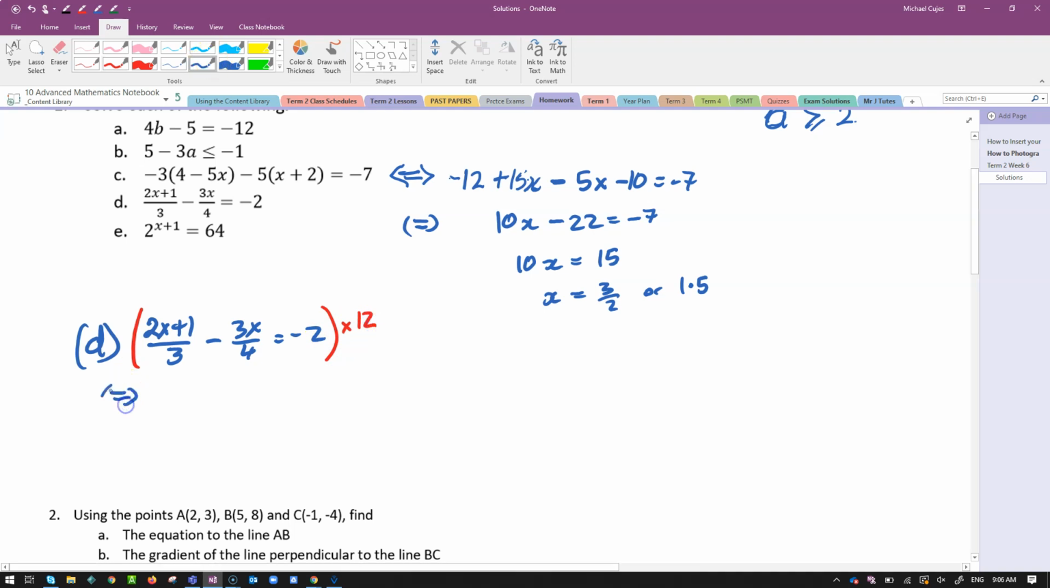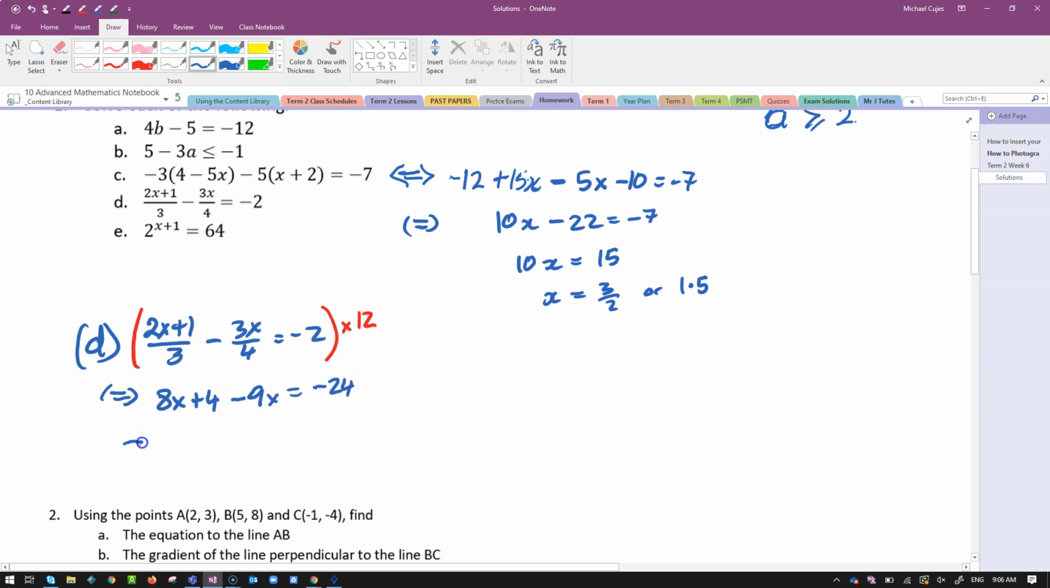Multiplying by 12, the 3 is going to cancel in that first term, and I'm going to be left with 4 times 2x plus 1. You can either write it, or you can just do it. 4 times 2x is 8x. 4 times 1 is 4. With the second term, negative 3x over 4, when I multiply by 12, the 4's cancel, and I'm left multiplying by 3. So negative 3x times 3, negative 9x. Negative 2 by 12, negative 24.